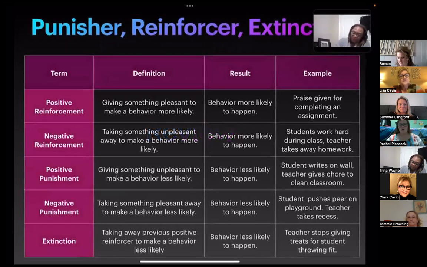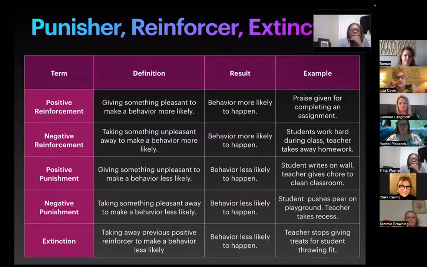I know there was some confusion about this whole punisher, reinforcer, extinction thing, so I want to try to clear it up a little bit. I've got a chart here that I made that kind of shows the difference and gives an example. A positive reinforcement, that's when you give something pleasant. Remember, a reinforcer always makes that behavior more likely to occur. So a positive reinforcement is you give them something pleasant to make a behavior more likely. The result is that behavior is more likely to recur.